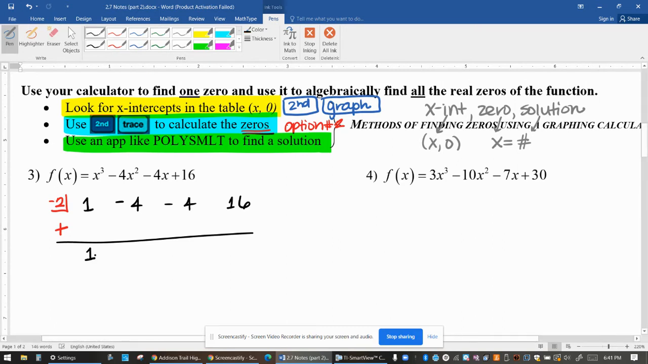Okay, so bring down the first column, multiply, add, multiply, add, and then multiply. Guess what? Your remainder should be 0. How come? Well, because I looked at my graphing calculator and I saw that it was a 0, negative 2 comma 0. Okay, so again, we saw on the calculator that negative 2, 0 was an x-intercept, which led us to believe that x equals negative 2 was a zero.